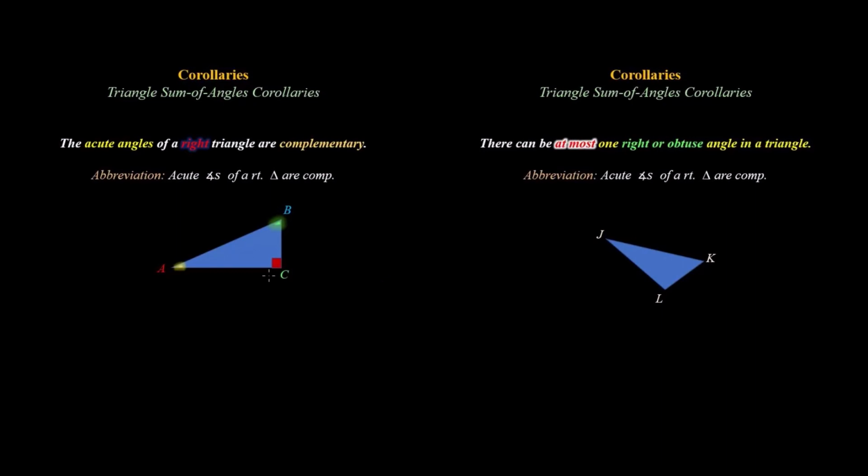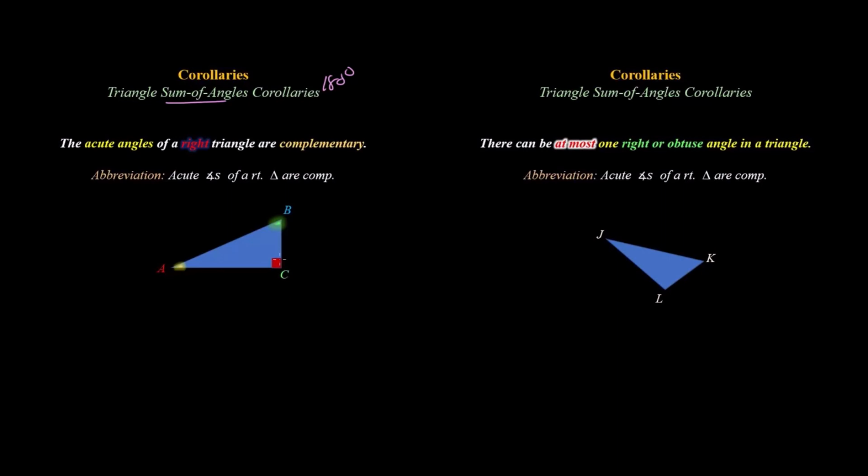So we have two corollaries that come from the triangle sum of angles theorem. That means they all come from 180 degrees. They all come from this one theorem that says that the sum of the interior angles adds up to 180 degrees. Now, the interior angles adding up to 180 degrees results in some pretty obvious conclusions.